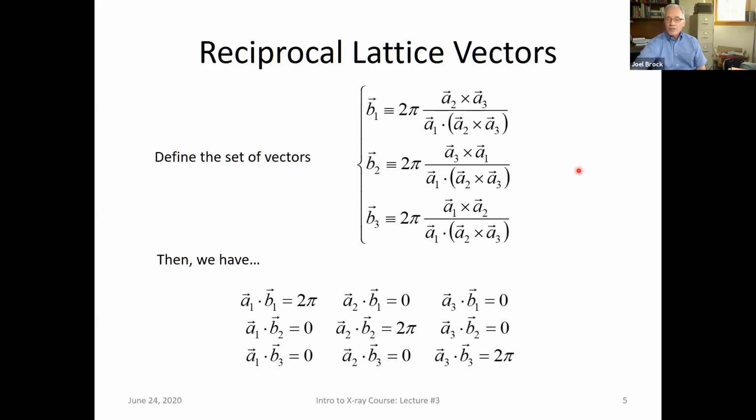The key feature of these is that A1 and B1, when I put them together, you can just see that if I dot A1 with B1, I get A1 dotted into this cross product. Everything divides away, and I just get a 2 pi. So A1 is parallel to B1, and the overlap is 2 pi. But A1 is actually perpendicular to B2 and B3, and similarly for the A2s and A3s. So the simplicity is going to help us a lot later on when we collapse all of our sums and so on.